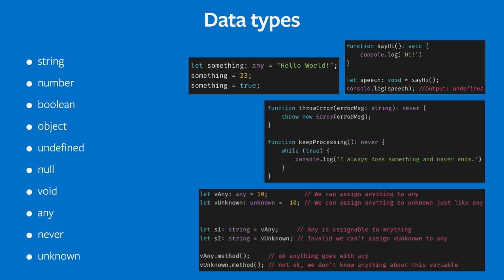As I said, for any you can pass anything. Also, you can pass variables that are specified as any anywhere. If it's specified as unknown, it means that you can write anything to this variable, but you can pass it only to other unknown variables or other unknown arguments. Besides that, you will get a compilation error or TSLint error.